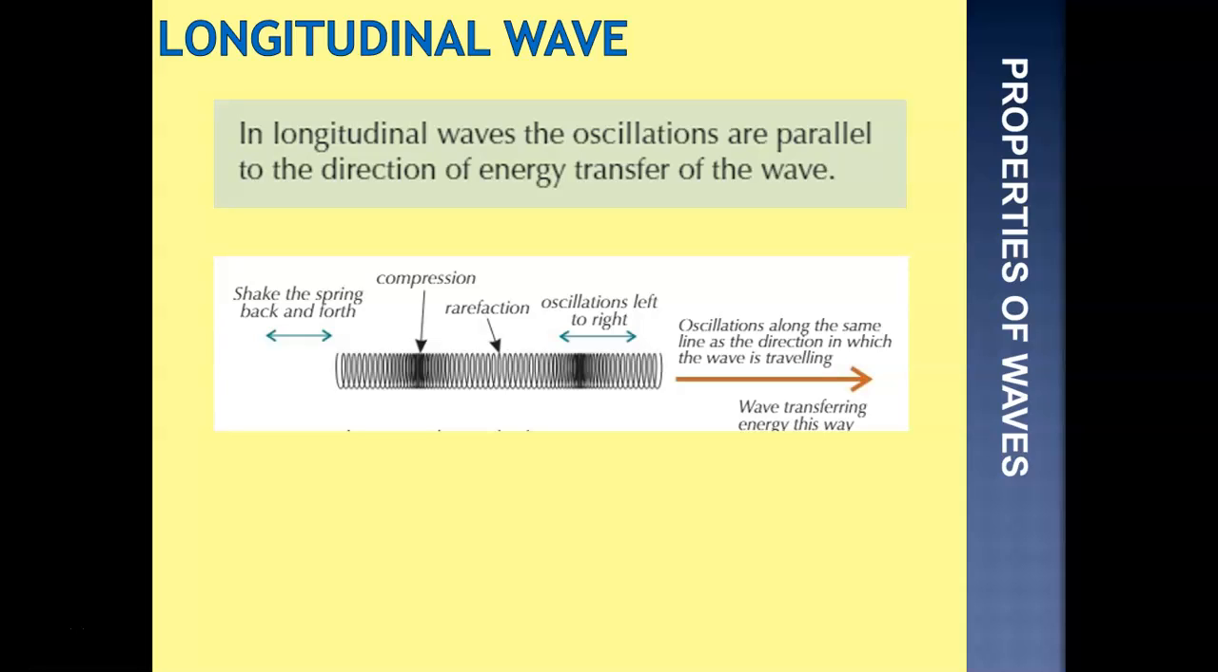Now in longitudinal waves, the oscillations are parallel to the direction of energy transfer of the wave. That means they travel in the same direction. We have a spring there, and we can see when we set a longitudinal wave up, part of the spring squeezes together and part of the spring is far apart. You'll see that compression travels further and down there. We'll see some videos in a second where that takes place. The oscillations, so the particles themselves, are moving left to right, and the wave is moving left to right as well.